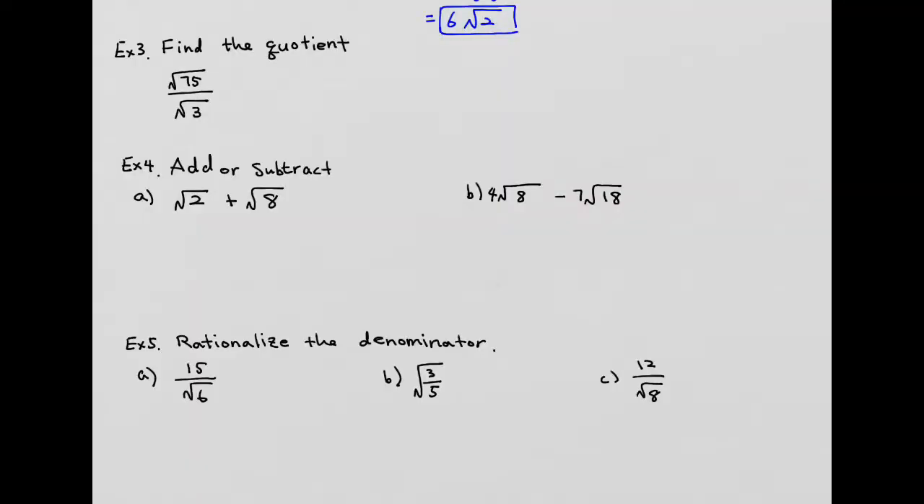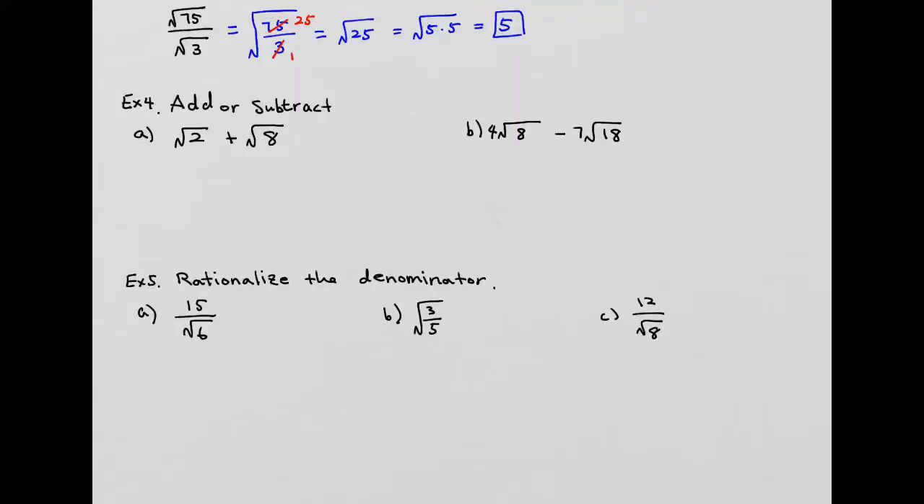Example 3, we wanted to do dividing. So the numerator and denominator are square roots, and we can put it under one root as long as it's the same root. And this is the square root numerator, square root denominator. So we should be able to put it under the one root and then reduce the fractions. Looks like 3 goes into 75, 25 times. So that means this is the square root of 25. And we know the square root of 25 equals 5 times 5. So that will be 5.